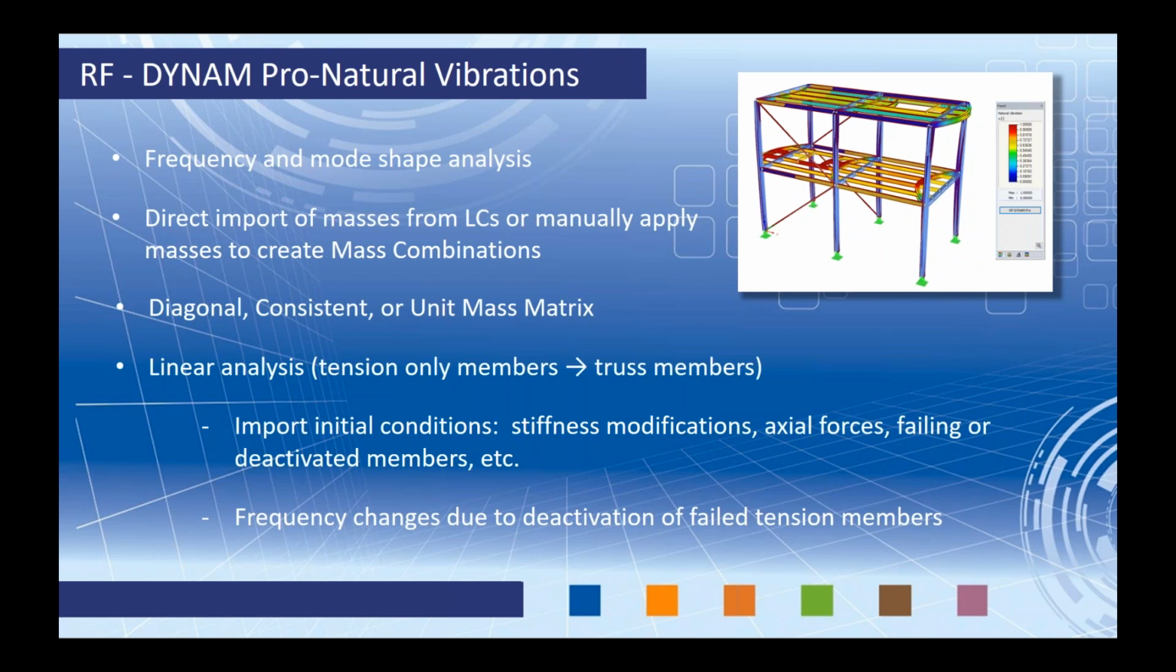We do have the diagonal, consistent, or unit mass matrix available here. And again, this is a linear analysis, so something like a tension-only member is replaced with a truss member. Now there are some other nonlinearities that may be simply ignored as well, such as a failing support. However, we can import initial conditions such as stiffness modifications, axial forces, and failing or deactivated members. And that's actually what we'll be taking a look at today. We'll import the failed tension members of our structure to see how the frequency and mode shapes change due to those deactivations.